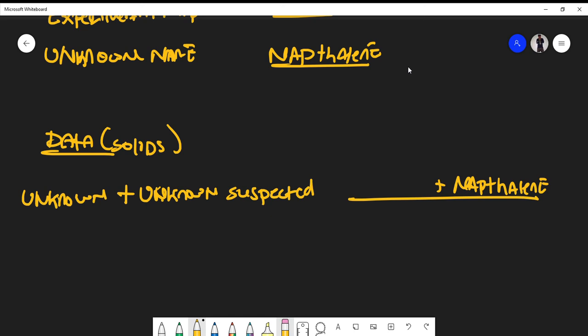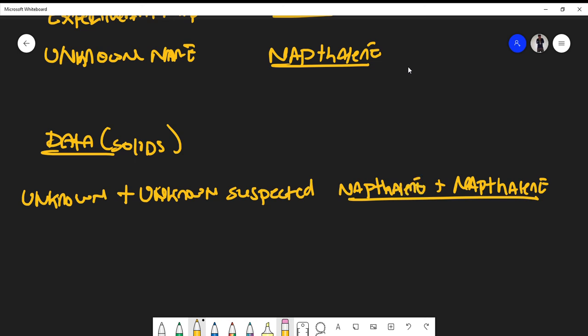So I'm gonna take my unknown that I suspected, which was naphthalene, and I'm gonna mix it with the same unknown that I think it is. They usually have this labeled in the lab, so it's gonna be a purified sample. So let's say I think my unknown is naphthalene. I'm going to take my unknown and then mix it with the same compound that I think it is, which is naphthalene. So this is essentially naphthalene and naphthalene.